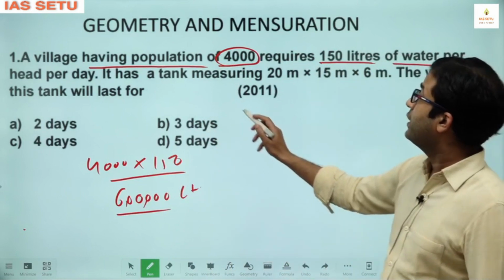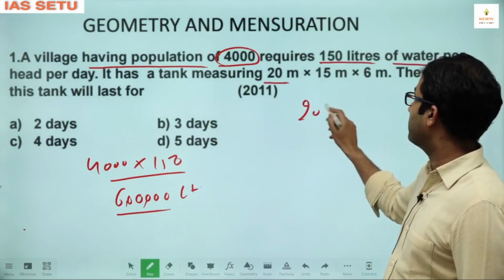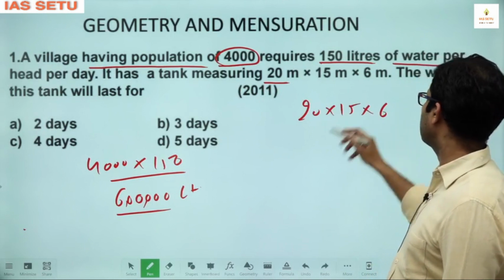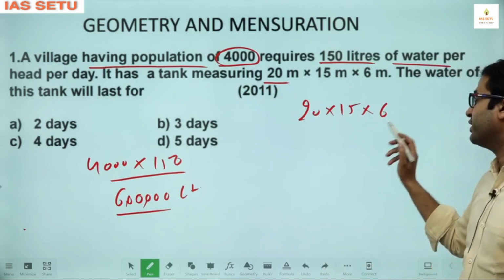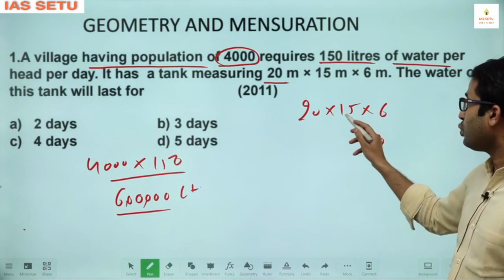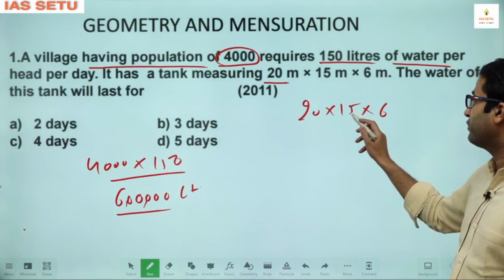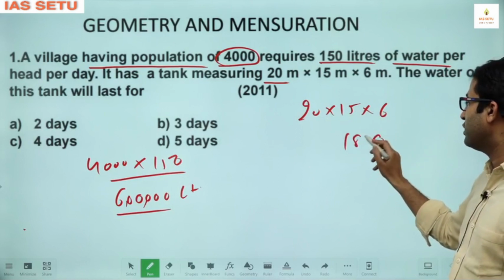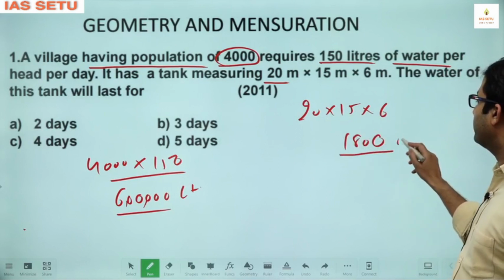Step 1. It has a tank measuring 20 meter by 15 meter by 6 meter. So what is the volume? 20 into 15 into 6. 20 into 15 is 300 and 300 into 6 is 1800. So 1800 meter cube.